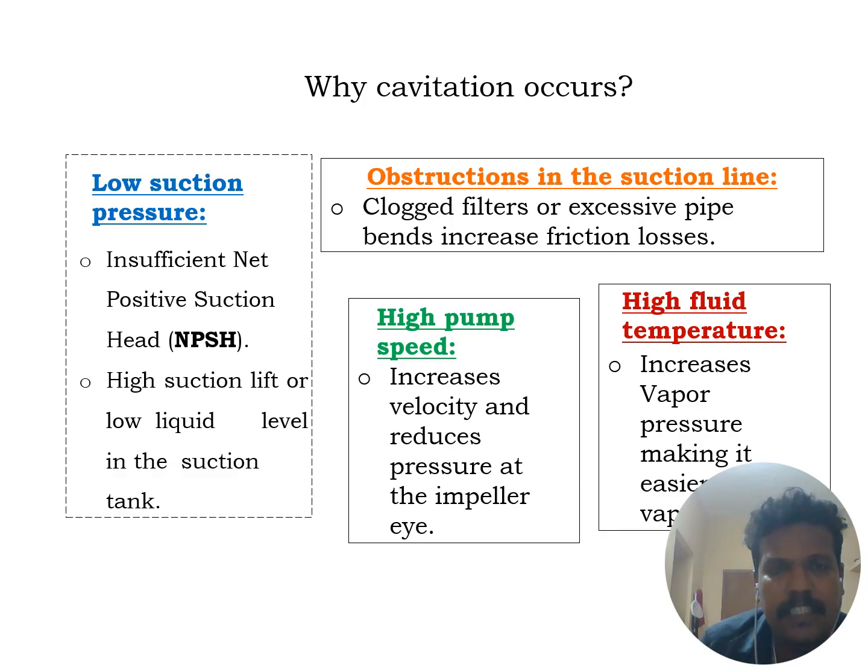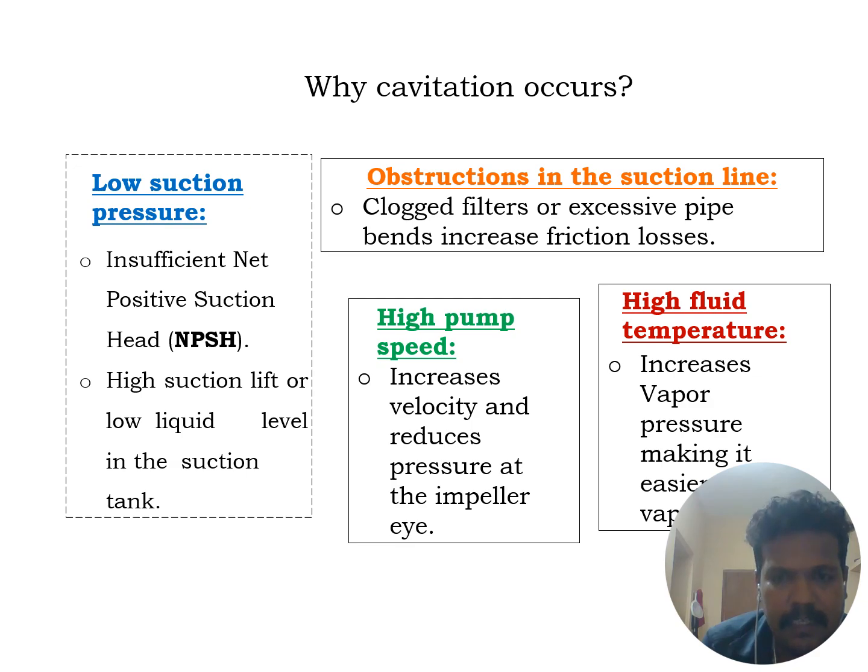Next, we discuss the causes of cavitation in pumps. First one, low suction pressure. This is caused by high suction lift or low fluid level, leading to vapor formation. Then second, obstruction in the suction lines. Blockages like clogged filters, valves or excessive bends reduce flow.